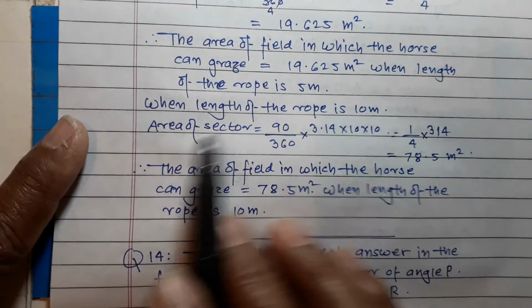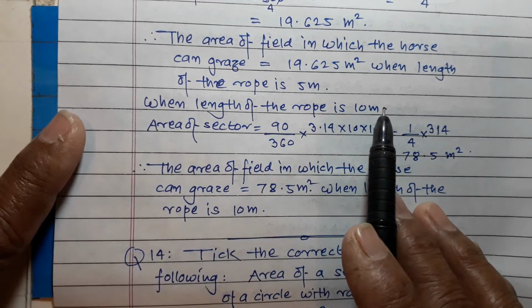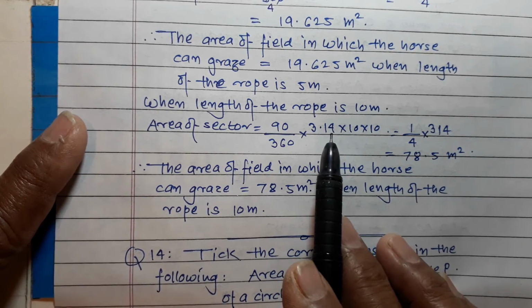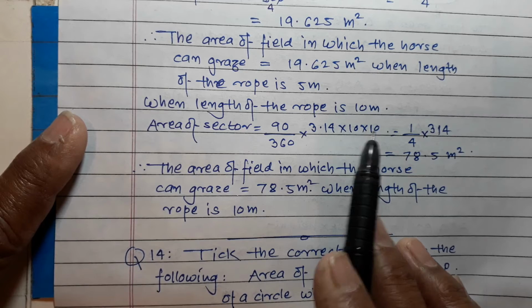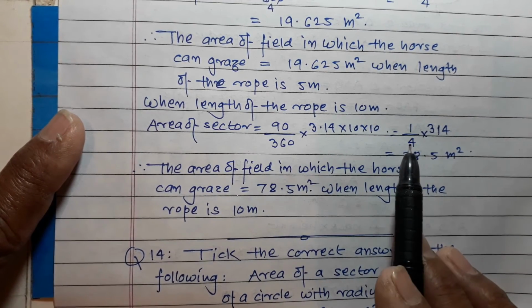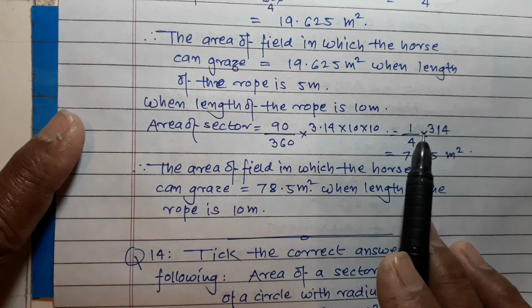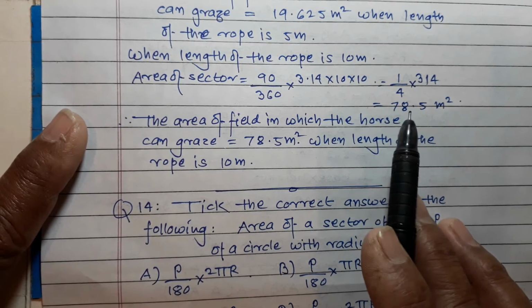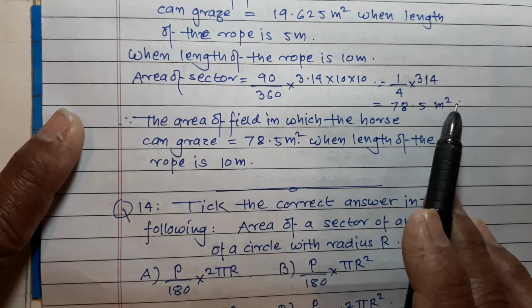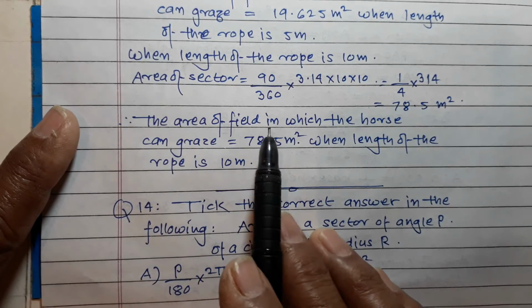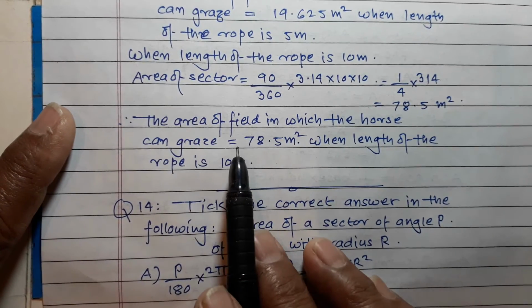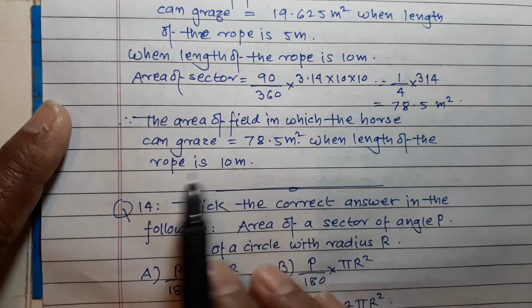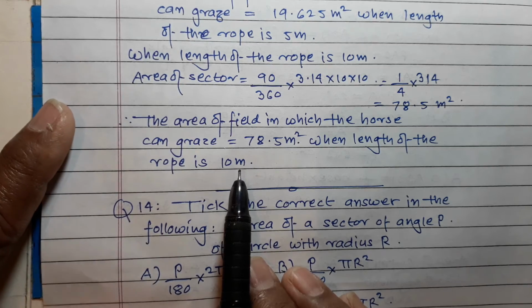Now when the length of the rope is 10 meter, area of sector is equal to 90 upon 360 into 3.14 into 10 into 10. If you simplify this, you will get 1 upon 4 into 314, which is 78.5 meter square, and therefore the area of the field in which the horse can graze is equal to 78.5 meter square when the length of the rope is equal to 10 meters.